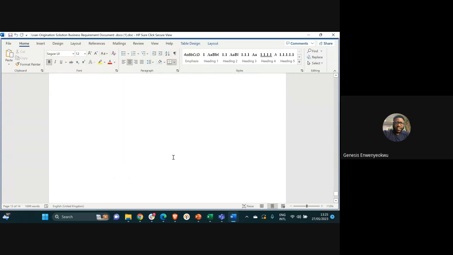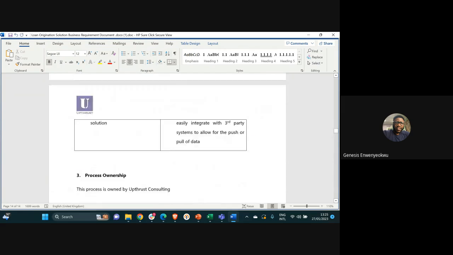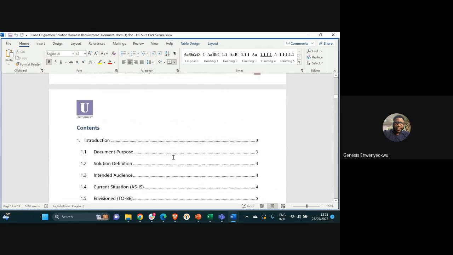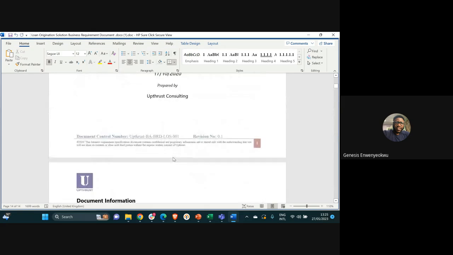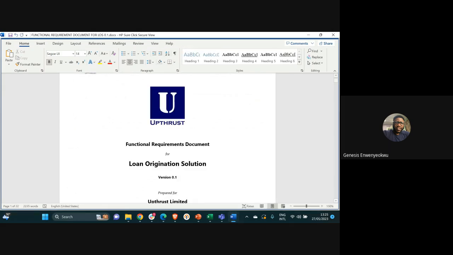So this is a sample BRD, business requirement document, for a loan origination solution, right? So this is how a BRD basically looks. Let's take a look at an FRD, which is a functional requirement document, for the same loan origination solution. We just looked at the BRD.